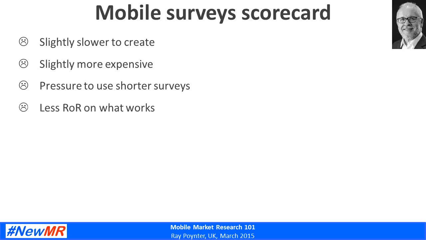There is less research on what works. There's a growing amount. Every conference now seems to have some new studies. There are plenty of published papers, but there's still less information on what works on mobile.